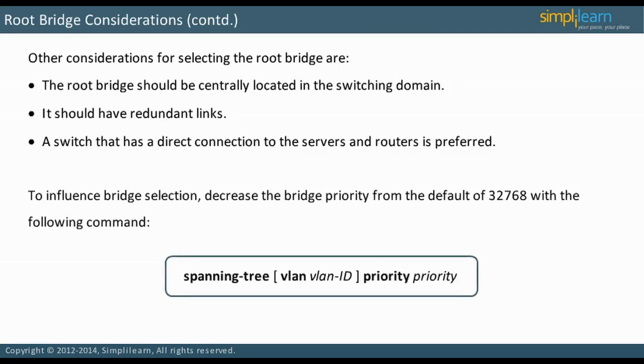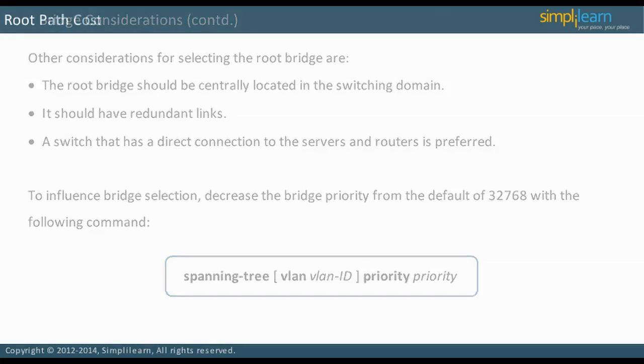To influence bridge selection, decrease the bridge priority from the default of 32768 with the command shown on the slide. Later in this lesson, let us learn a better way to influence root bridge election. In the following slide, let us discuss root path cost.